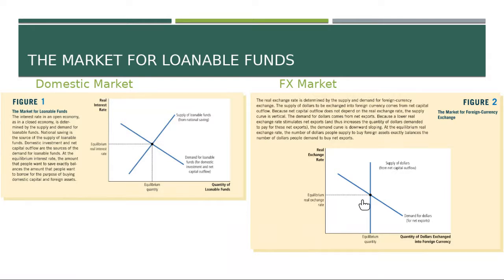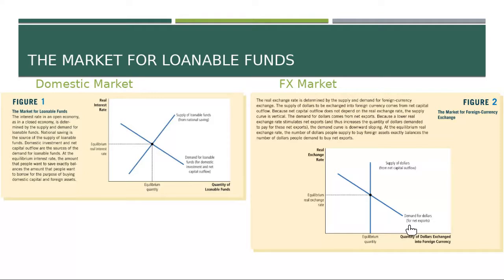Now, here's what's interesting. We find that the supply of dollars in this market is fixed. And the reason why is because this is the net capital outflow. However much money has been invested, or however much money Americans have purchased of foreign goods, is a fixed amount. It does not fluctuate or change based upon the real exchange rate. However, what does change upon the real exchange rate is the demand for dollars, which is from our net exports.